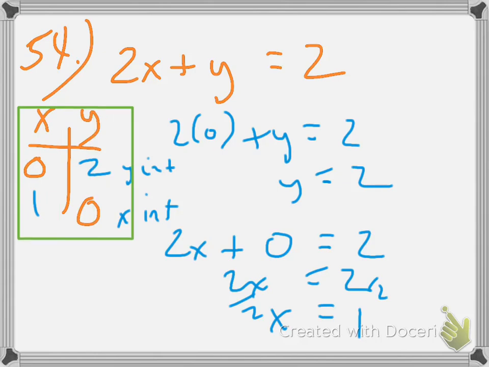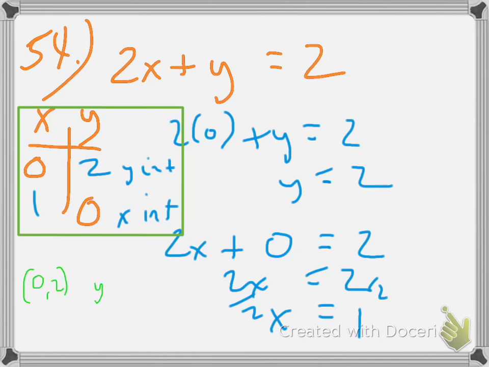And if you really want to write it more clearly, which is probably not a bad idea, you go 0, 2, it's the y-int. I don't mind abbreviating that. And then 1, 0 is the x-int. You can graph it if you aren't comfortable with how it looks. So, there you go.